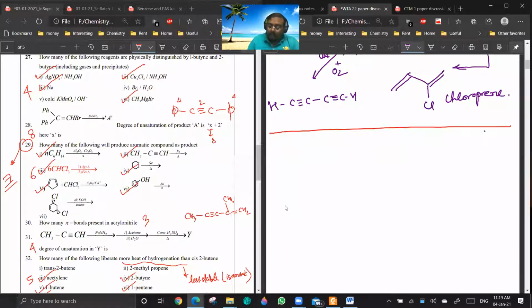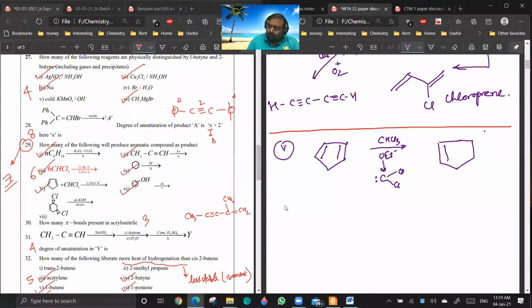But fifth is also an answer. In case of fifth, I will just discuss this question because it is a good one. Normally we discuss it in Reimer-Tiemann reaction. So you see, CHCl3 in presence of OEt minus will give CCl2 carbene. Are you getting the point? This I have discussed in the class. Yes or no? Is it clear?